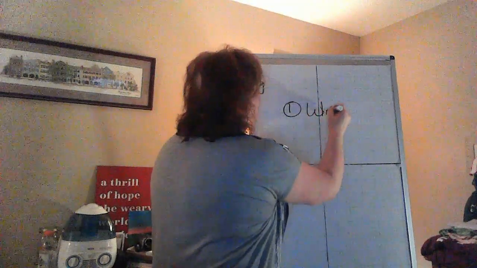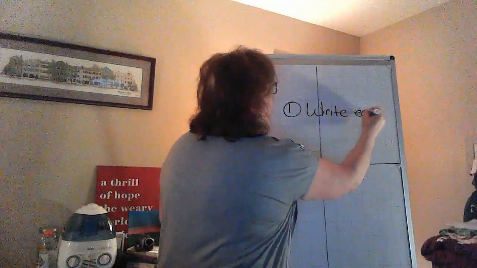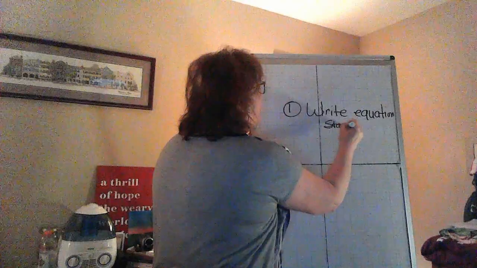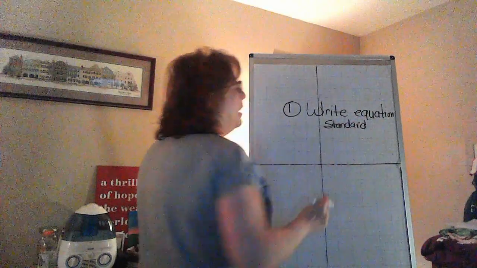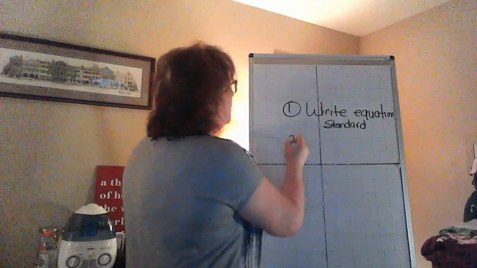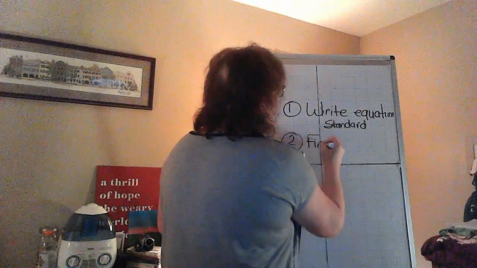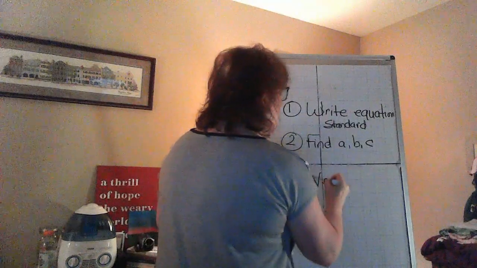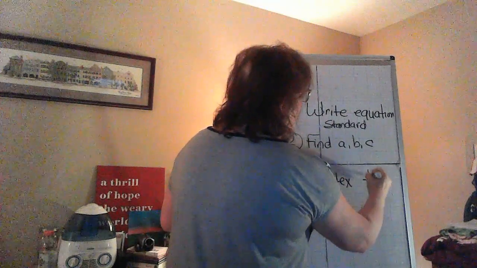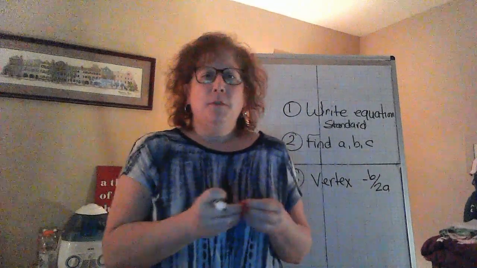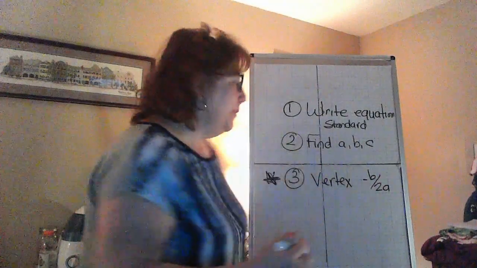The first step is to write the equation in standard form, and that's ax squared plus bx plus c equals 0. Number 2, you're going to find a, b, c. Number 3, you're going to find our vertex, which is negative b over 2a. The reason this is so important is that it is the middle point for the table of values.